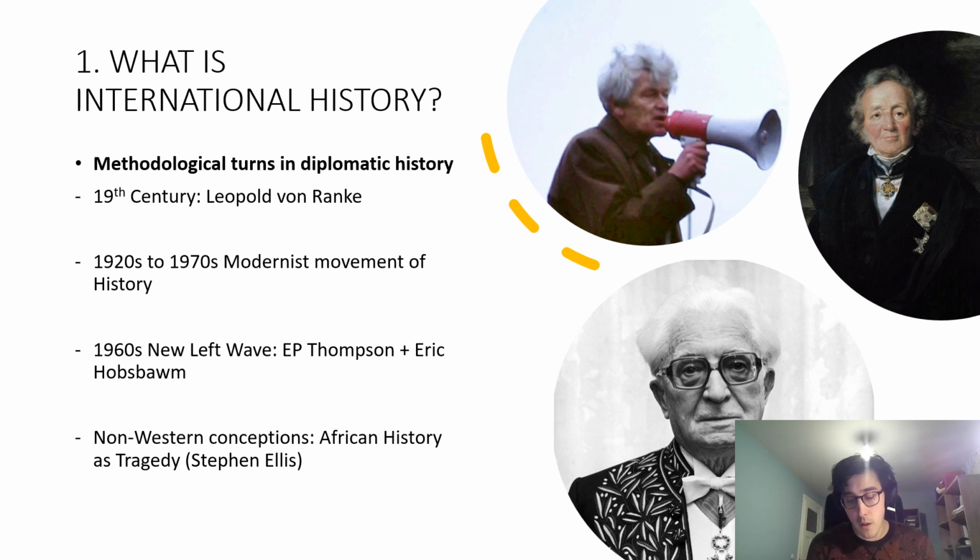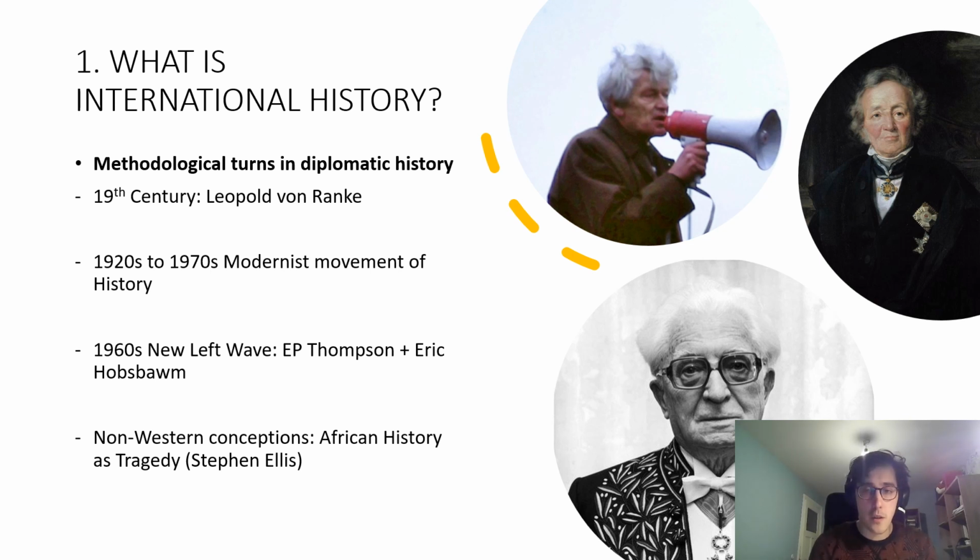How can we go beyond recording what one clerk wrote to another? How can we write international history that is more than that? And the answer to that question increasingly came in the 1920s, 30s, and remained strong until the 1970s, is the emergence of what Malchow calls the modernist movement of history.